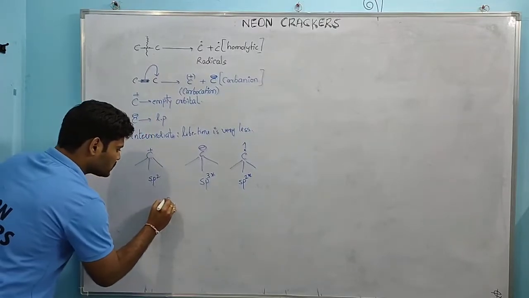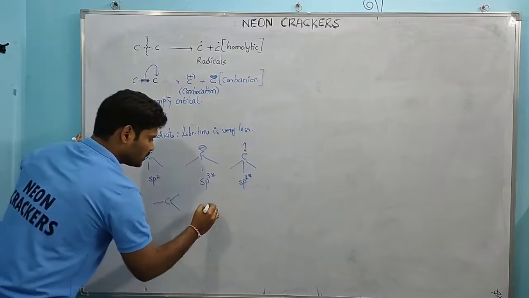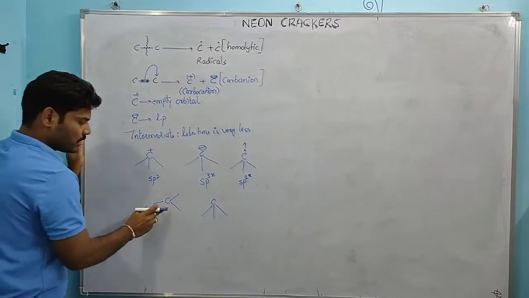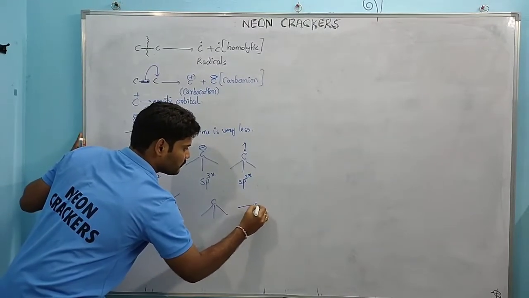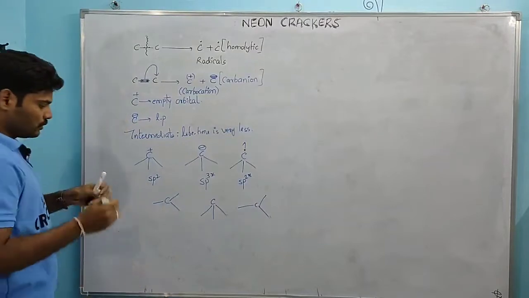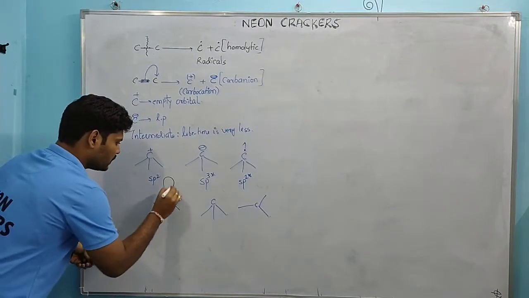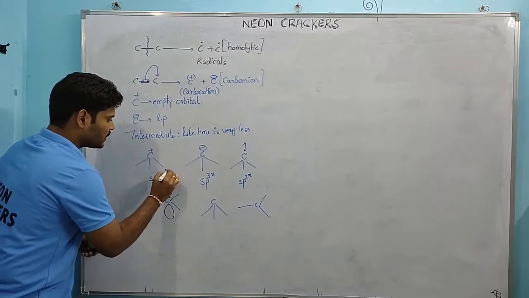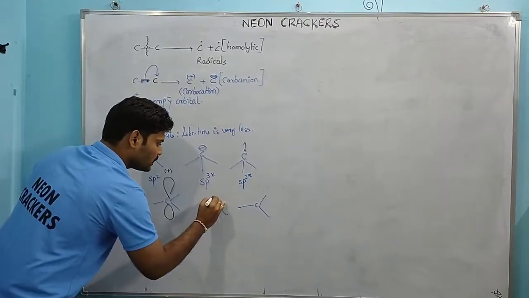So sp2 is nothing but planar geometry. Here, pyramidal shape. Next one is planar. This is also planar. Now the free orbital here is an empty orbital, indicated by plus.